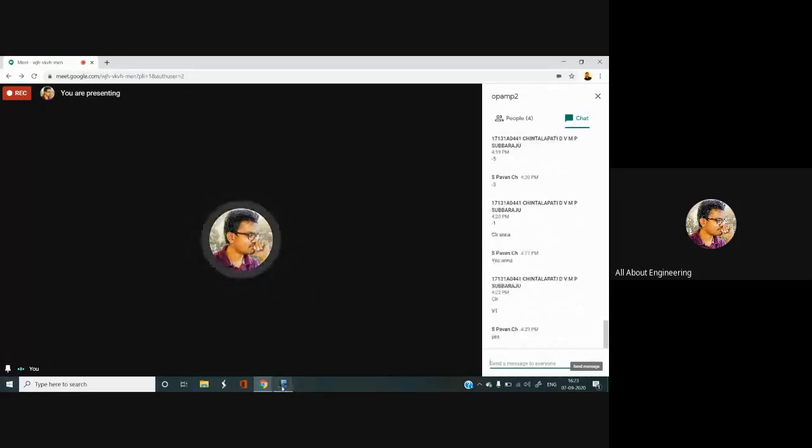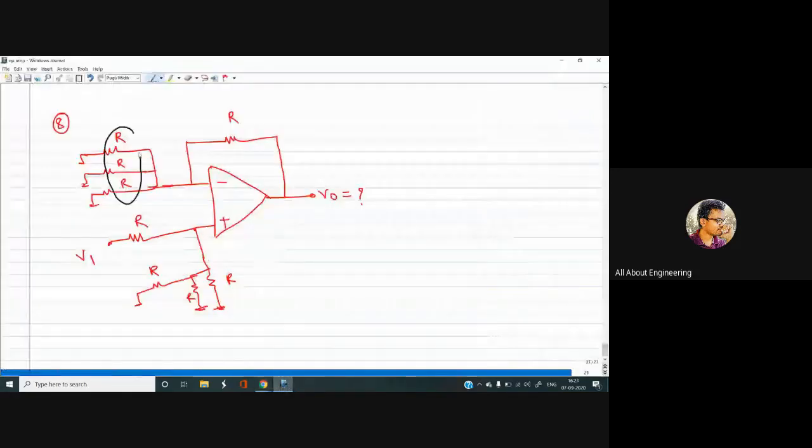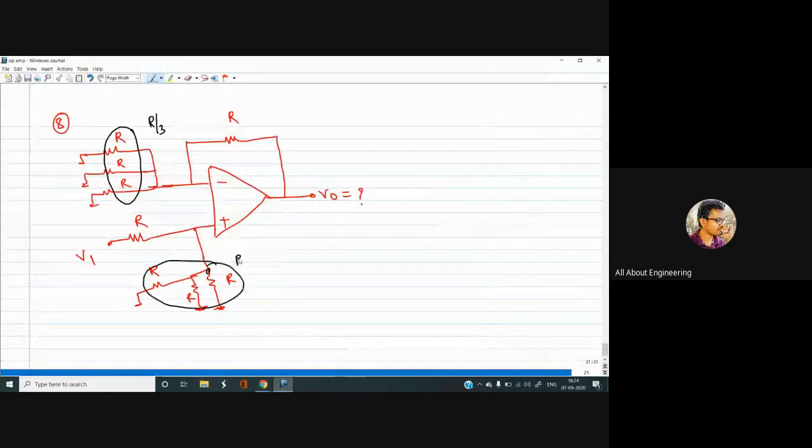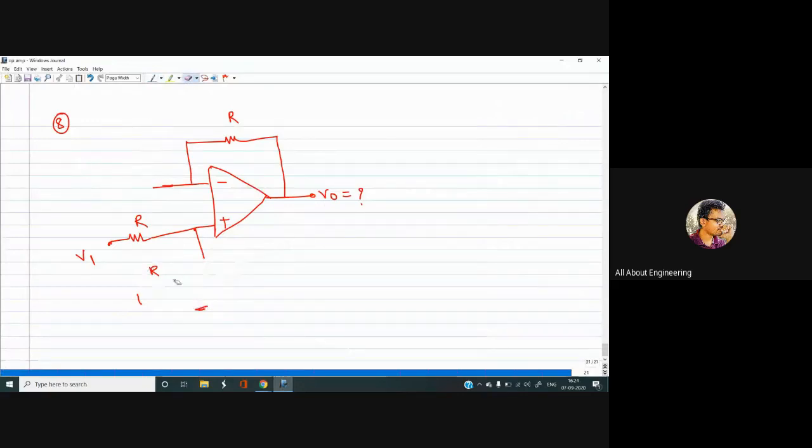Yes, okay. This is very simple. You can solve this and write R by 3 because these three are in parallel. And similarly, here also you can solve this and write directly R by 3. Now, instead of maintaining this bulky circuit, you can simply write like this. You can modify and redraw the circuit like R by 3 and R by 3.